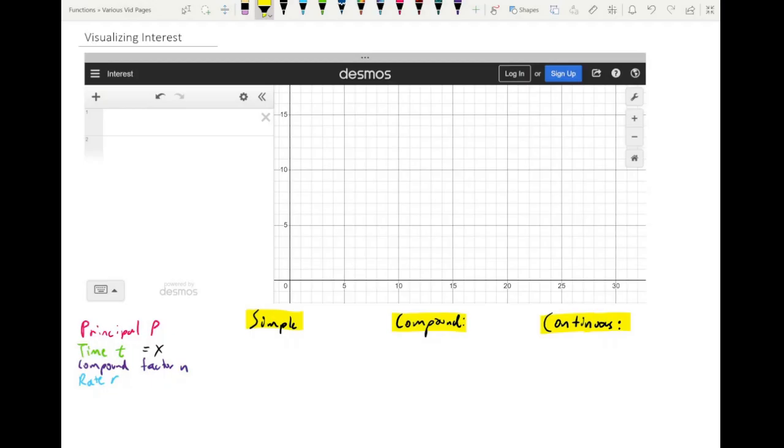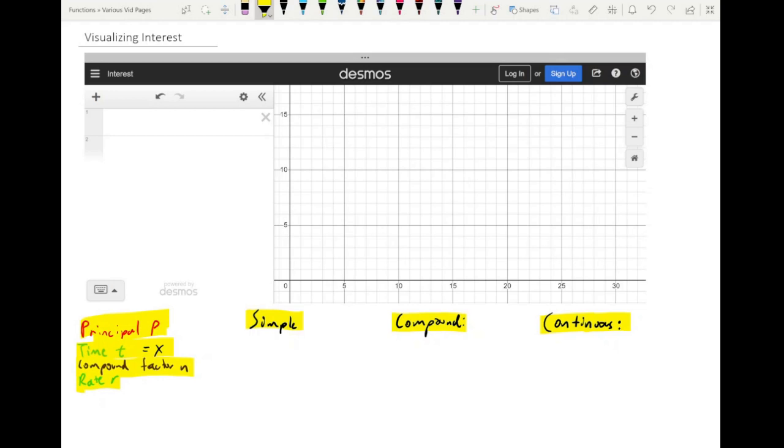Now, with interest, you usually have this scenario where you start off with some amount of money, principal, which we're going to call P. That'll be sitting there accruing interest at a rate which we'll call R for some amount of time, which we'll call T, or X, actually, for the purposes of Desmos. And in the case of compound interest, this might be compounded by a factor of n.